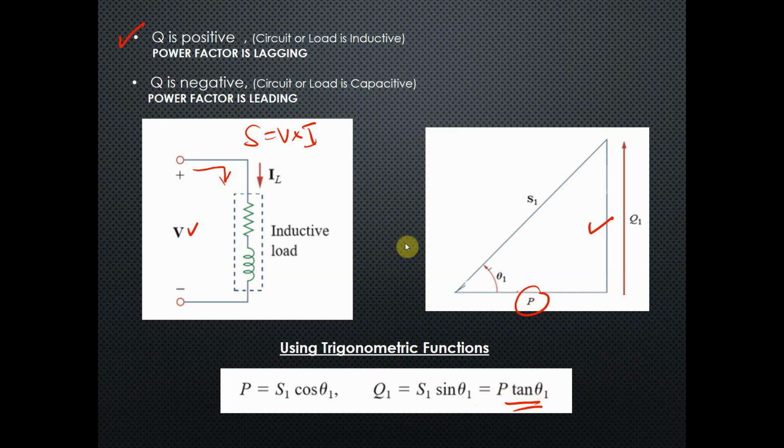Q1 is equal to P tangent theta 1, right? Because tangent is equal to y over x. This one is y, this is x. So we solve for y: y is equal to x tangent theta.